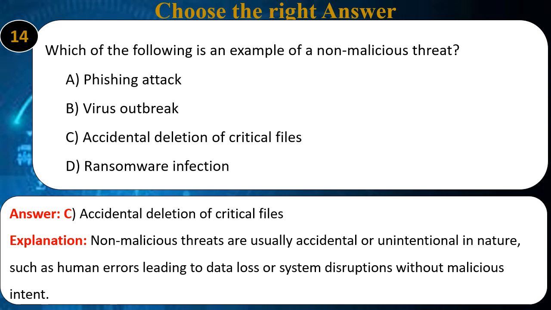Here's an analogy to illustrate the difference. Imagine a fire. If the fire is caused by lightning striking a tree, it would be considered a natural disaster, not a malicious threat. However, if the fire is deliberately set by someone, it would be considered a malicious act. Similarly, the accidental deletion of files is like a fire caused by lightning, while a virus outbreak or ransomware attack is like a fire set intentionally.